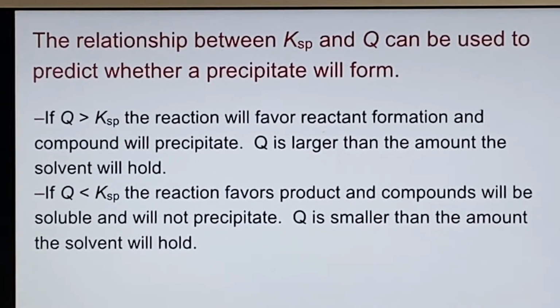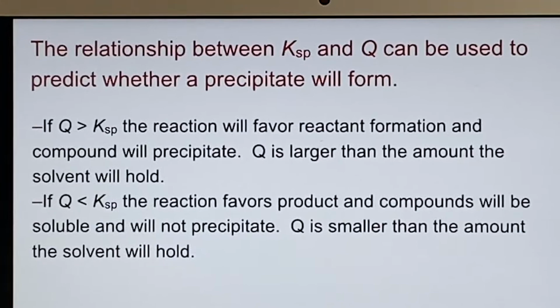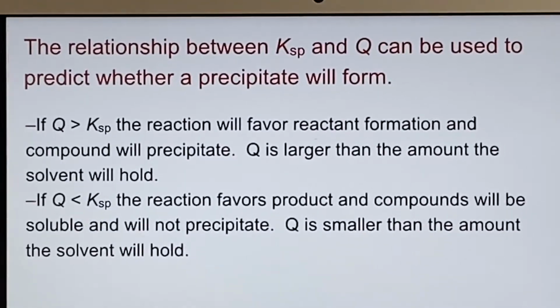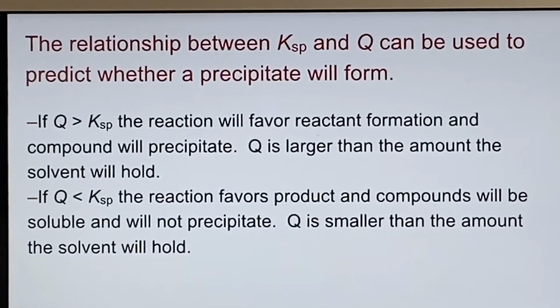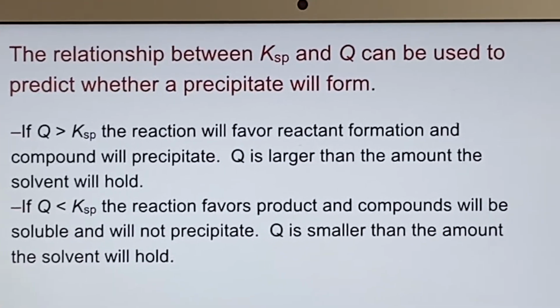On the other hand, if Q is less than Ksp, it hasn't dissolved fully. So the reaction will continue to dissolve and produce products. The compounds are soluble, there won't be a precipitate, and Q is smaller than the amount the solvent will hold.